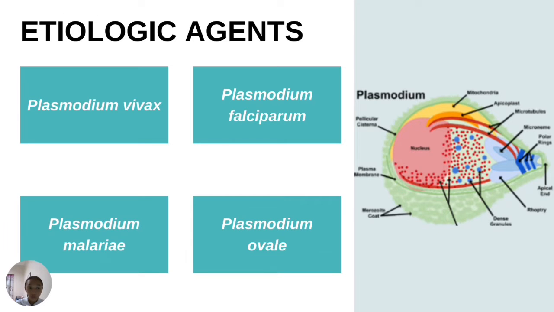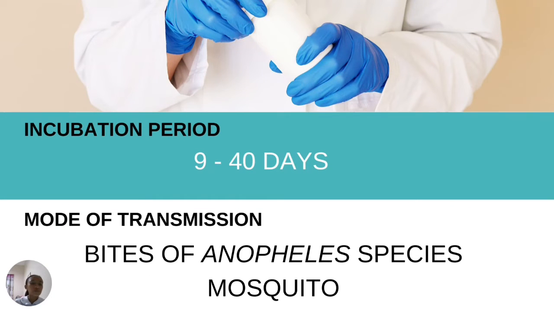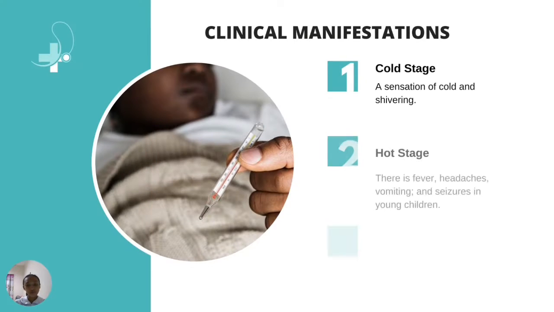And then the Plasmodium ovale. These infections are similar to P. vivax infection, although they are usually less severe. P. ovale infection often resolves without treatment, similar to P. vivax, and it infects only immature RBCs, and parasitemia is usually less than that seen in P. falciparum. So for the incubation period of malaria, it is usually 9 to 40 days, and the mode of transmission is the bites of Anopheles species mosquitoes.